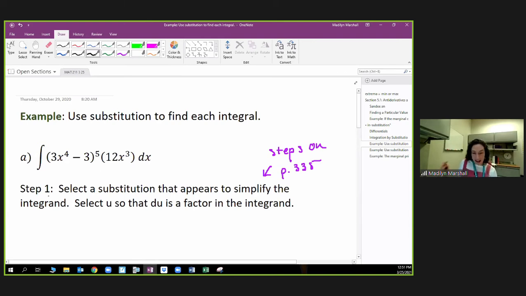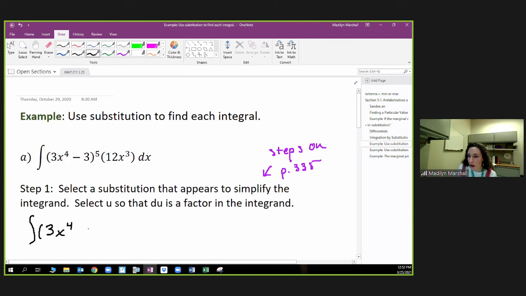So the first step, as it's written in the book, is to select a substitution that appears to simplify the integrand. So remember, the integrand is everything in that sandwich between the integral sign and the dx. And we want to select u so that du is a factor in the integrand. So that sounds a little confusing at first. What we are looking for is that sort of undoing of the chain rule that we saw at the very beginning. So looking at this, I'm just going to rewrite it so I can make some notes on it.